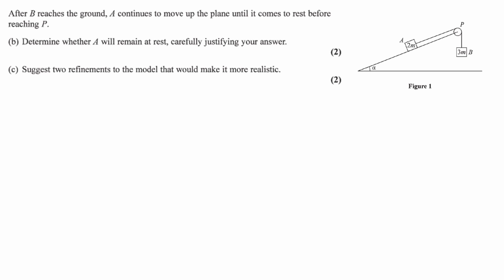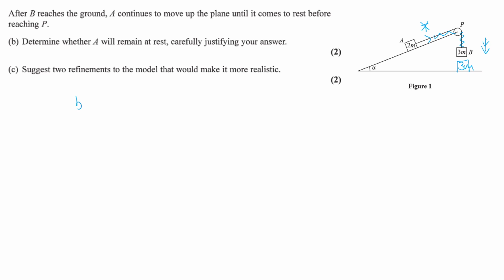So just looking at part B and C, after B reaches the ground, A will continue to move until it comes to rest before reaching P. So what's going to happen? The whole thing is released from rest. The 3m is going to hit the ground. The string will then become slack, so the driving force that was taking A up the slope will go. It will continue to travel because it's already in motion but it will slow down because it's not got that driving force, and it tells us that it will come to rest before it reaches P.